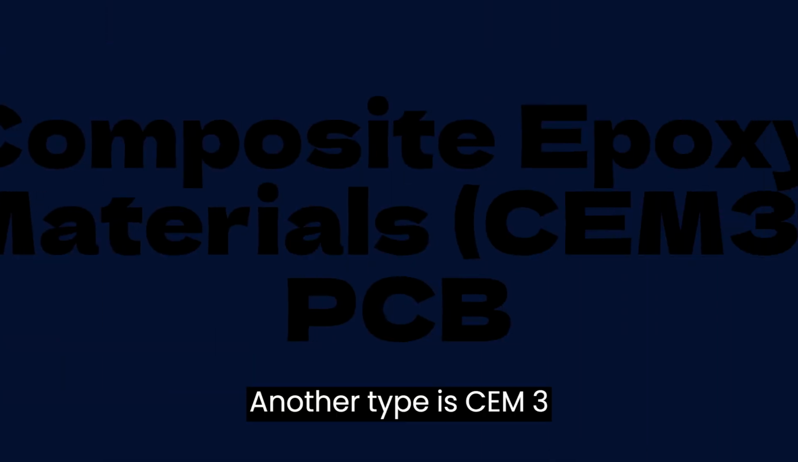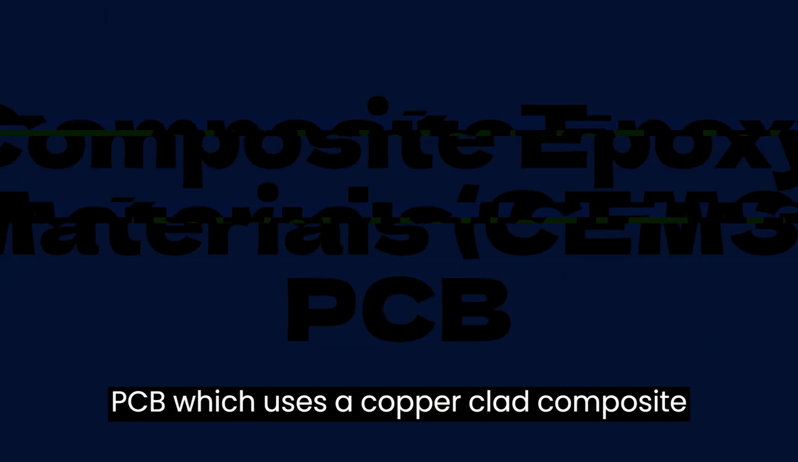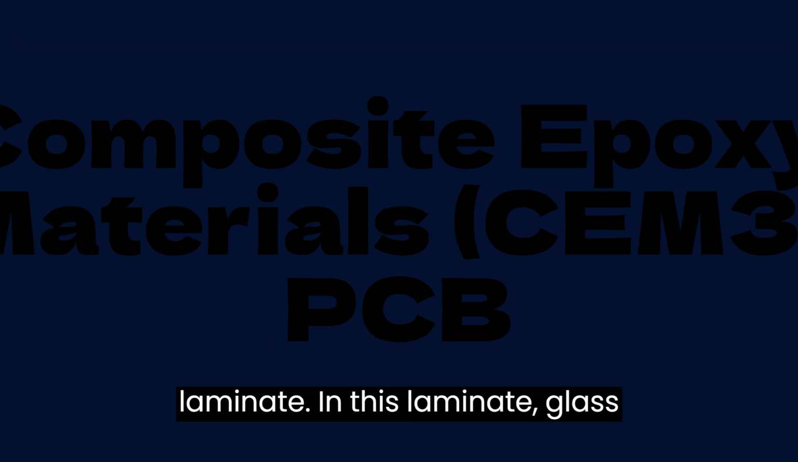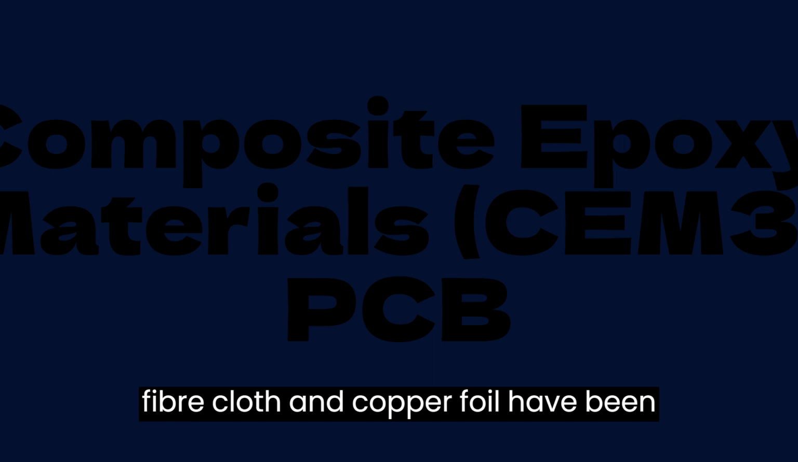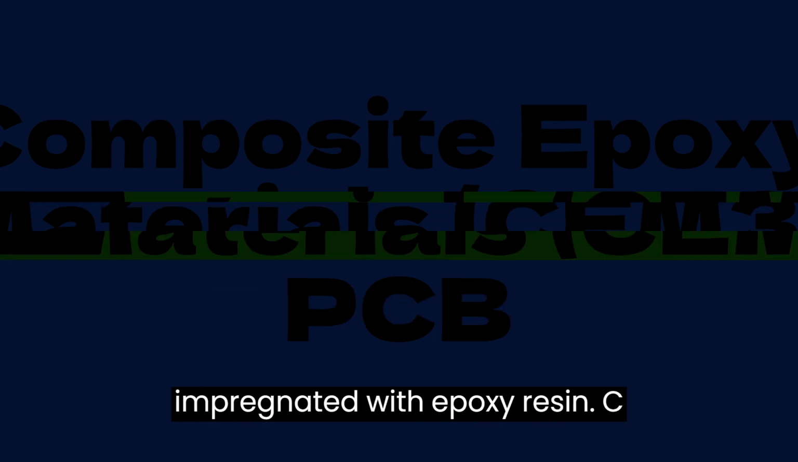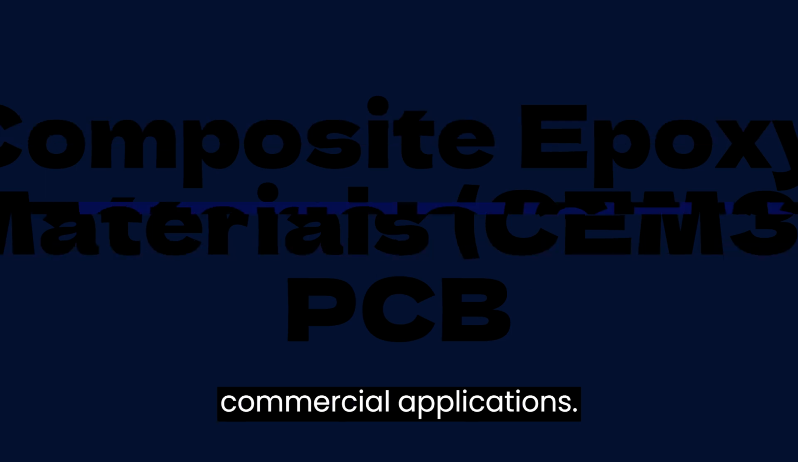Another type is CEM3 PCB which uses a copper-clad composite laminate. In this laminate, glass fiber cloth and copper foil have been impregnated with epoxy resin. CEM3 are used in automotive, commercial applications.